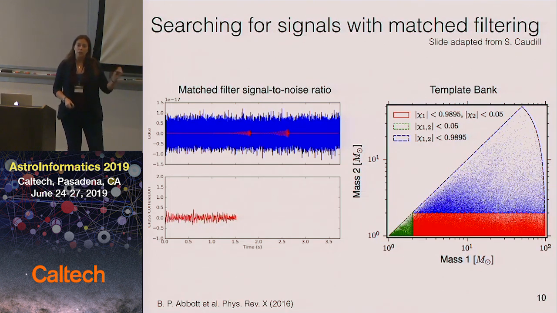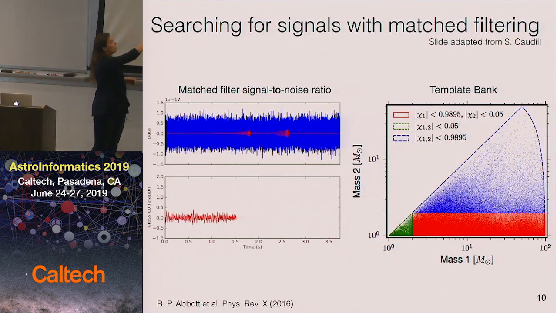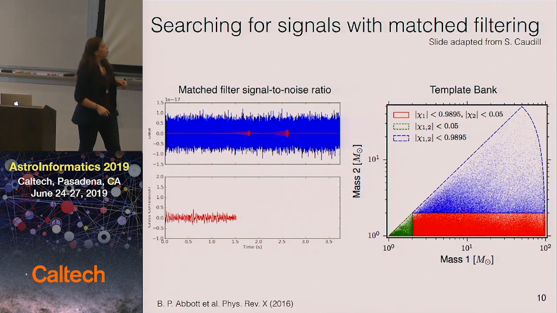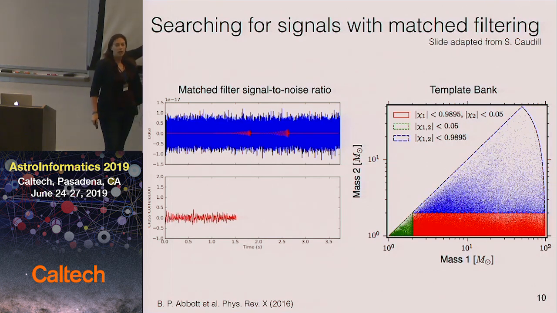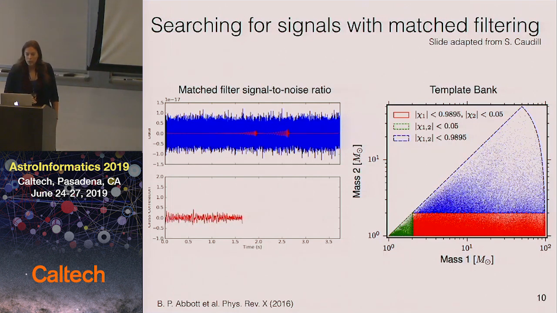And for each one of these templates, what we're going to do is compare it to our data. So our sample data is here in blue. This is the amplitude versus time. And this is a low signal-to-noise ratio, or low amplitude, I should say. A low amplitude signal that's buried in my noise. And what I'm going to do for each one of the templates in my template bank is drag it across the data, and compute this cross-correlation. And this is going to be directly related to the signal-to-noise ratio that I use to define how loud or strong my signal is. So let's see what this looks like.